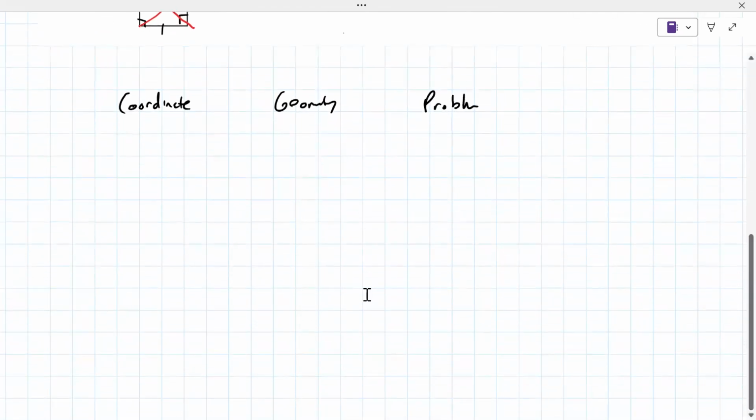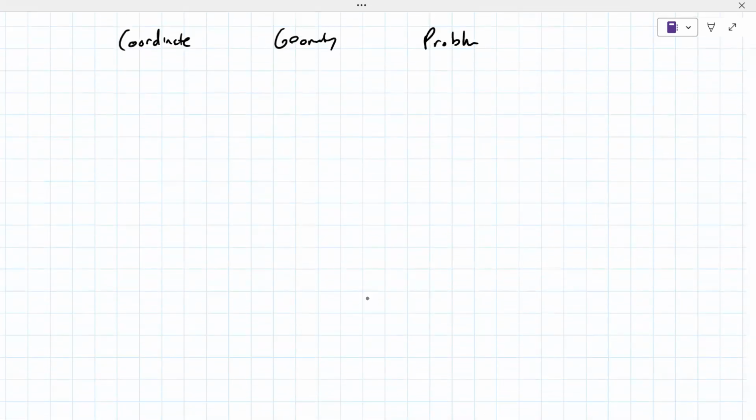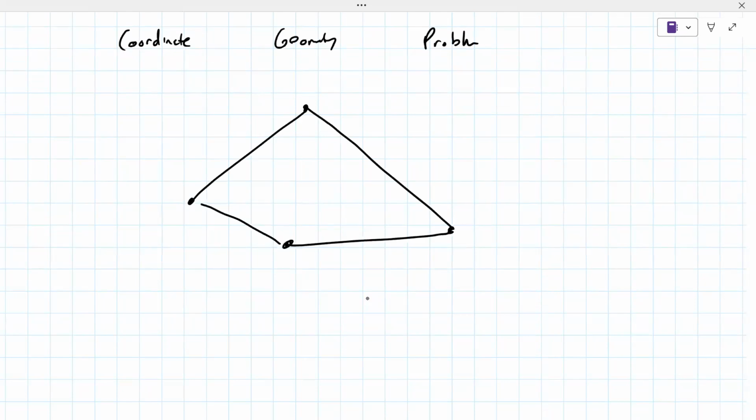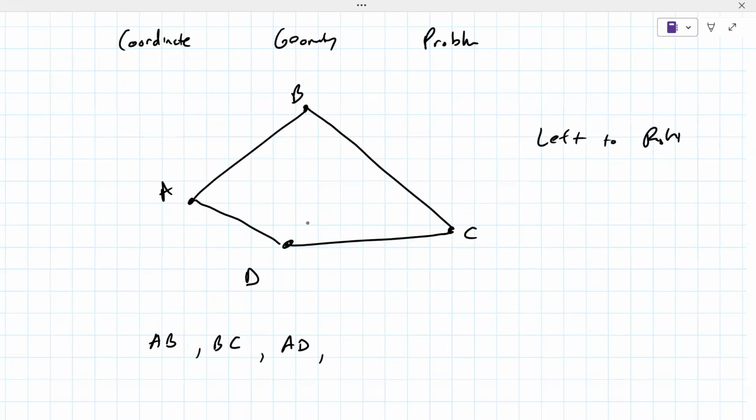I'm going to draw a general shape here. A, B, C, D. Now this is just drawn arbitrarily. It could be that things are parallel or congruent, but that's not the whole point here. You have four segments: A, B, B, C, and the order matters. You want to go left to right: A, D, B, C. You really want to go left to right.